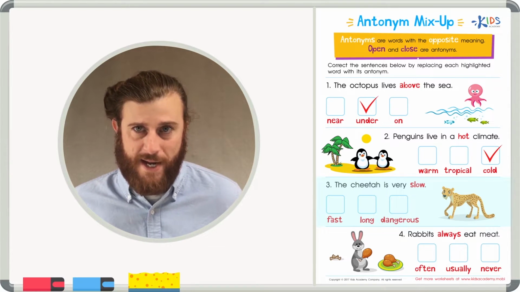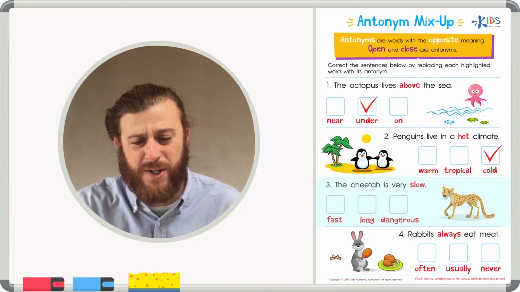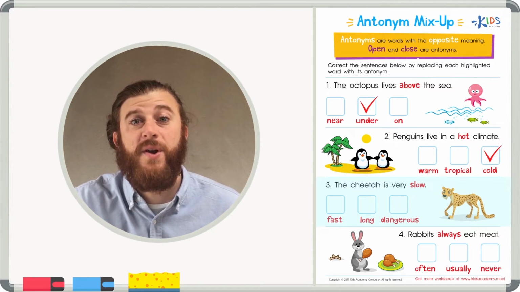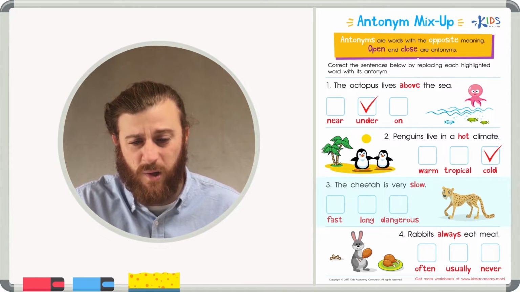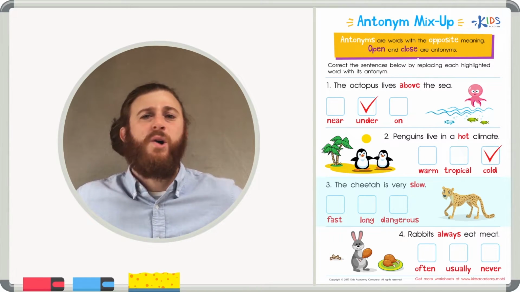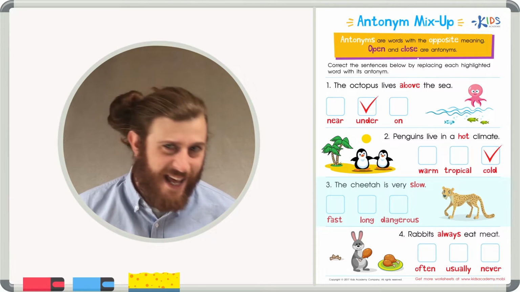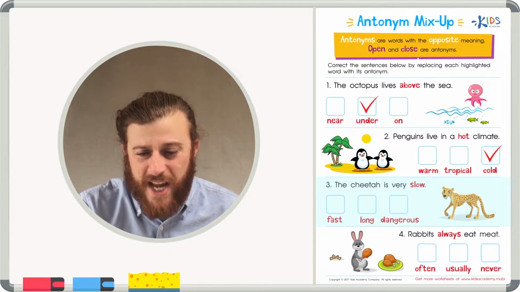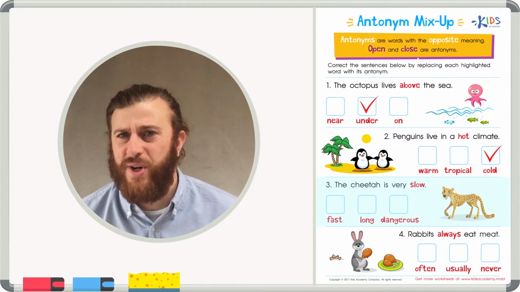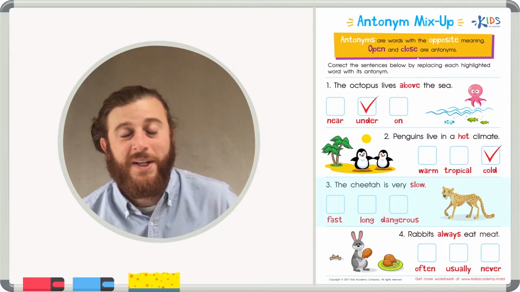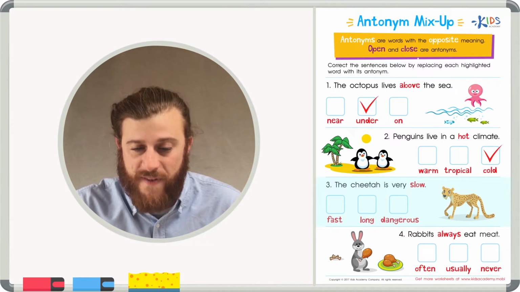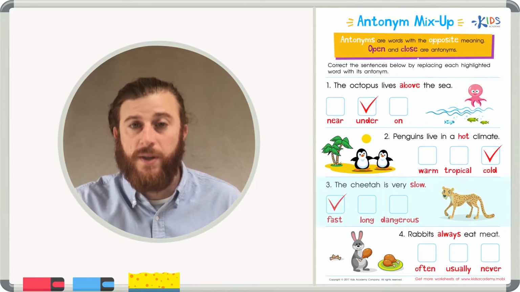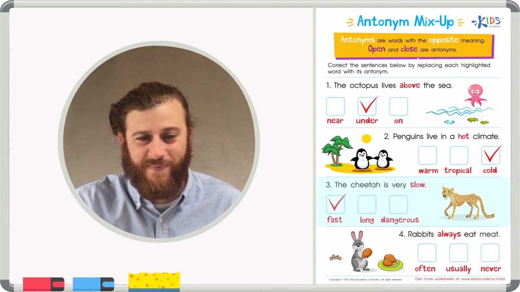What's the opposite or the antonym of slow? Our first answer choice is fast. I think we got that one right away. But let's read all the other answer choices just to be sure. Long. Being long or tall or short or fat or skinny has nothing to do with being slow or fast. And our last answer choice is dangerous. Yes, cheetahs are dangerous, but is that really the opposite of slow? No. The opposite of slow is fast, the first answer choice. Let's reread that sentence with the correct word. The cheetah is very fast.